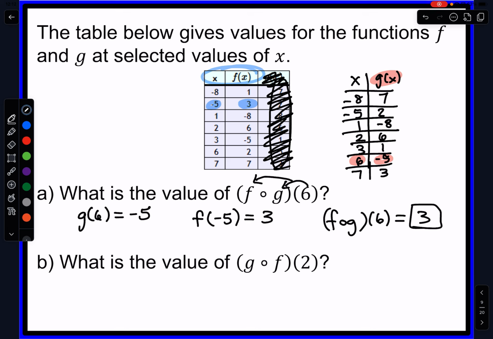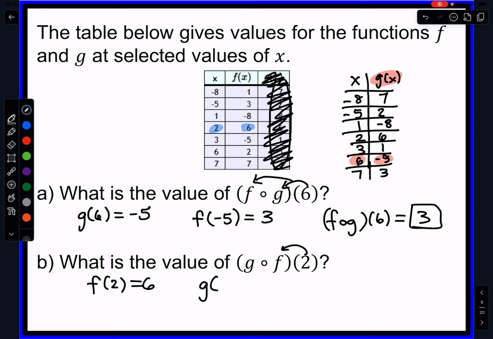And to do the second one, we simply input again in the opposite direction. Now we want the gof of 2. So we're going to begin by first plugging in the 2 into f. So let me erase this. Let's look at x is 2. The y value is 6. f of 2 is 6.